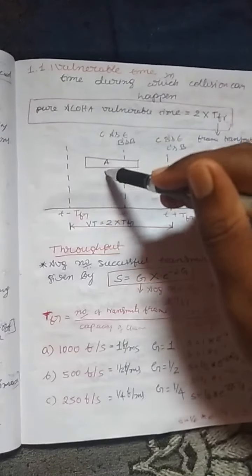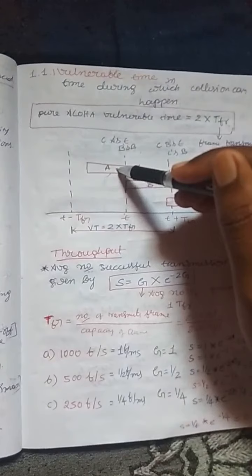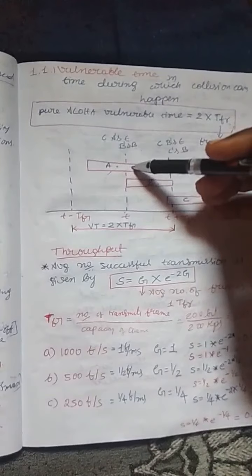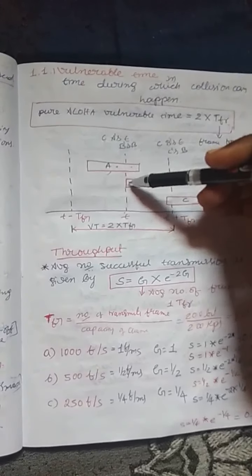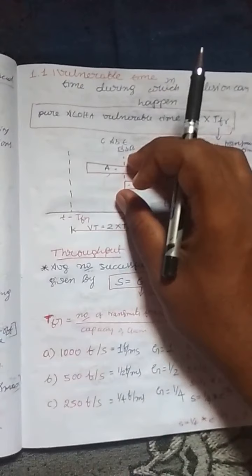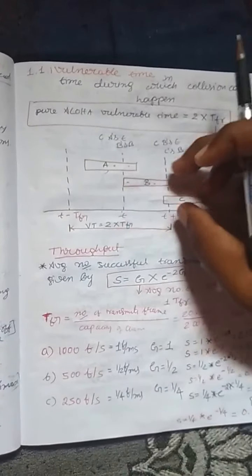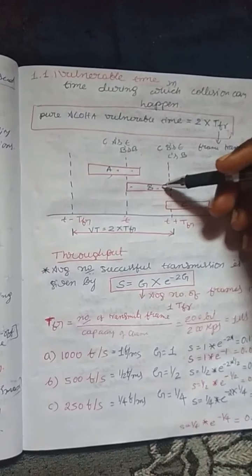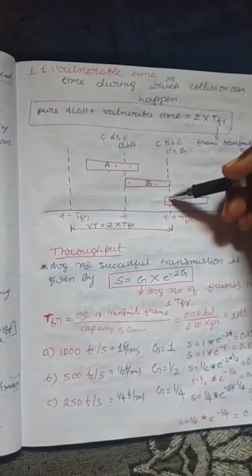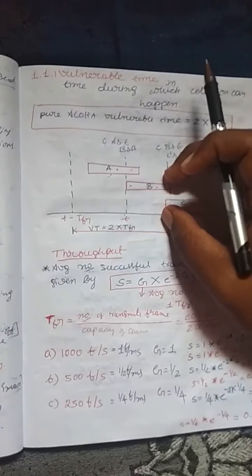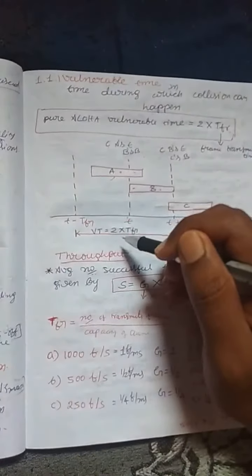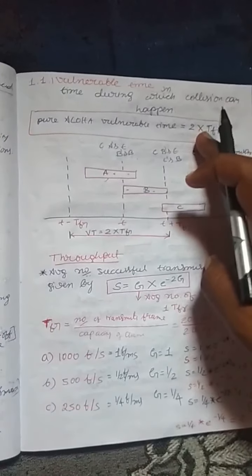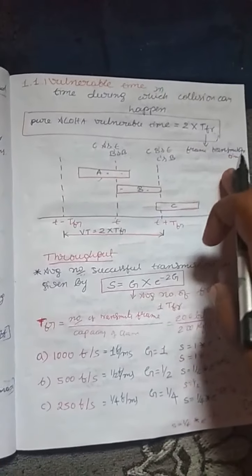You can see that this is the frame of A station, this is the frame of B station, this is the end of A, this is the beginning of B. Here the collision happens. One collision happens. Second collision, here you can see that B's end and C's beginning, there is another collision. So 2 into TFR means two collisions with frame transmission time.